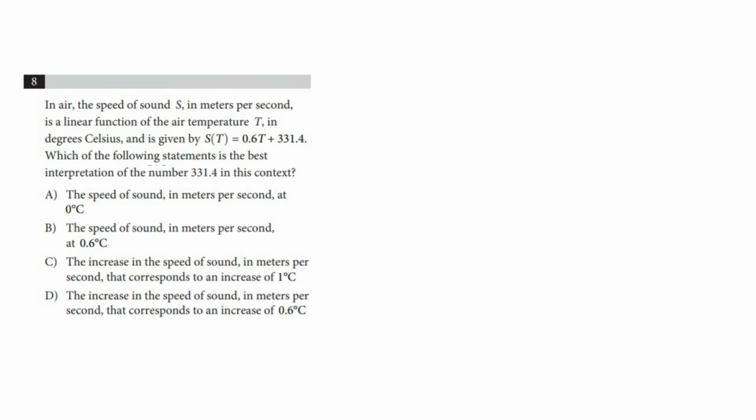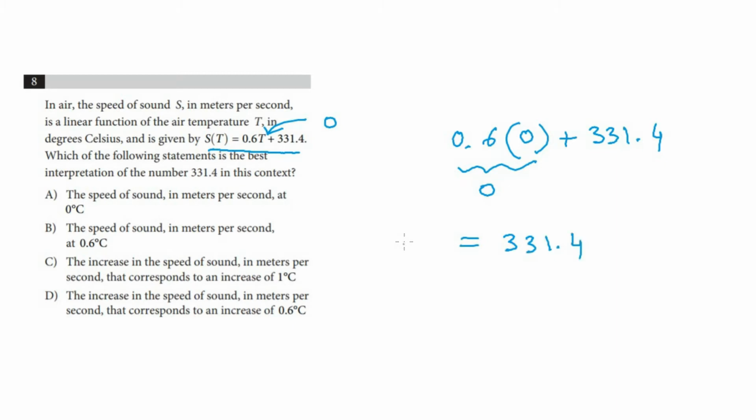For this problem, the given equation is S equals 0.6T plus 331.4, where T is the temperature and S is the speed of the sound. From this equation, it's easy to see if we plug T equals 0 here, then we get 0.6 times 0 plus 331.4. This becomes 0, so the sum is equal to 331.4. So for T equals 0, we get S equals 331.4.